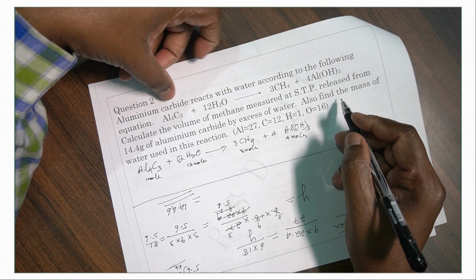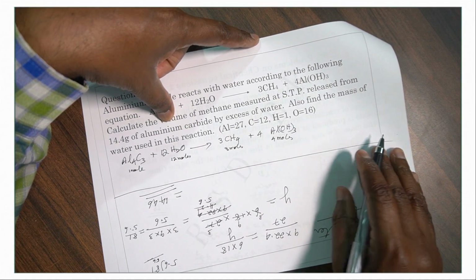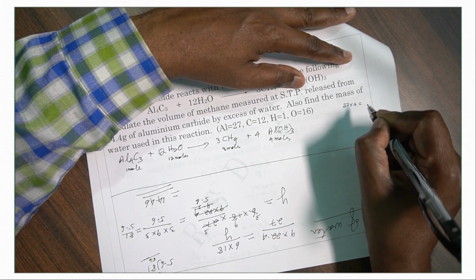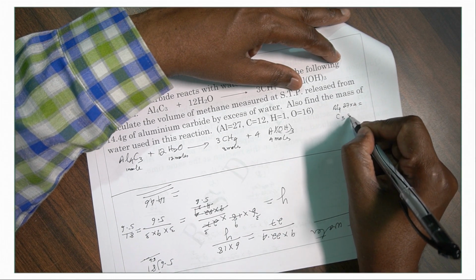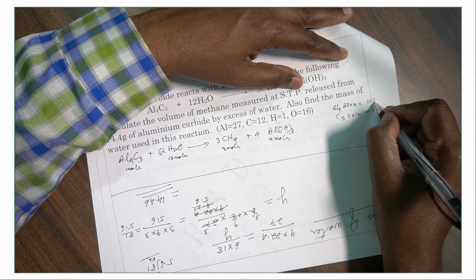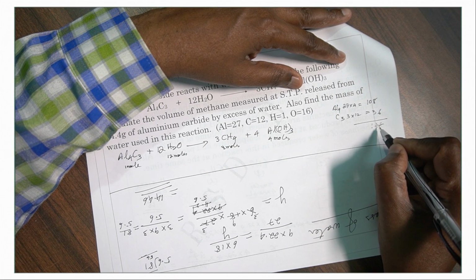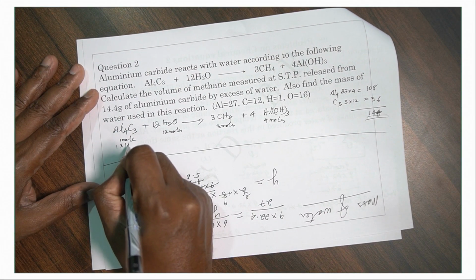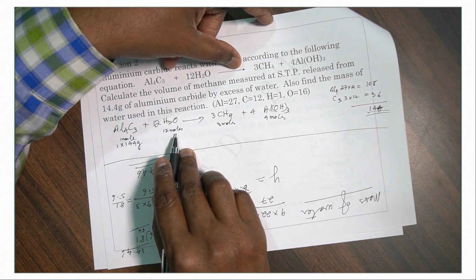So here the weight of aluminum carbide is given. We have to find out the molecular mass of this: Al4, that is 27 into 4, and C3, that is 3 into 12, which is 36. So this will be 108, and adding 36, 144. So the molecular mass of this one is 1 into 144 grams. And water we are not touching because it is not required here, not asked here.